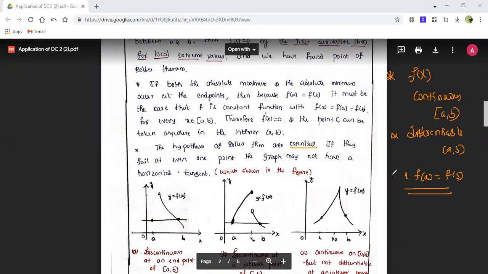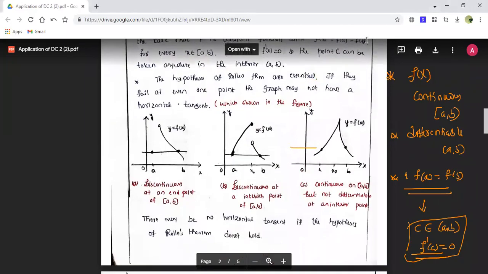These are the three important conditions, or we can say the hypotheses, which are essential. If this happens, then only there exists a point c belonging to the open interval ab such that f dash of c is equal to 0. This is the conclusion of Rolle's theorem. But these are the three essential conditions of Rolle's theorem. So let's see how the theorem fails if at least one fails.